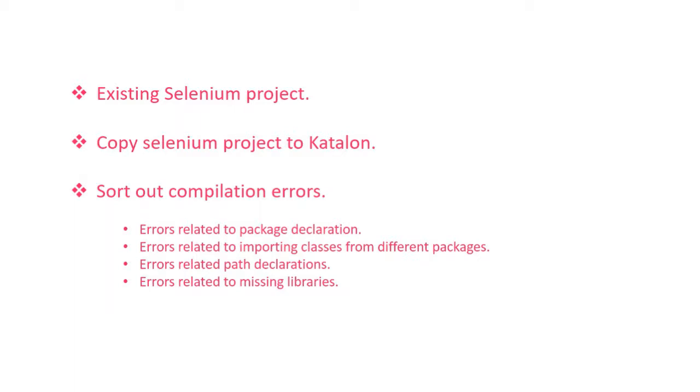Majorly, these can be classified into four types of errors. The first one is related to package declarations. The second is mostly importing classes of different packages. The third is observed as path declaration errors. And the fourth is related to missing libraries. These are the only four types of possible errors that anybody would have faced or would face when they want to migrate a Selenium project to Katalon. We'll see this in detail in our upcoming videos.